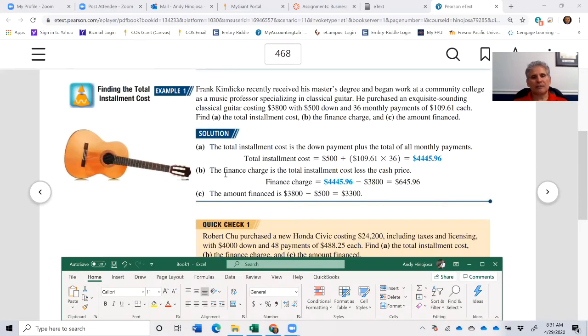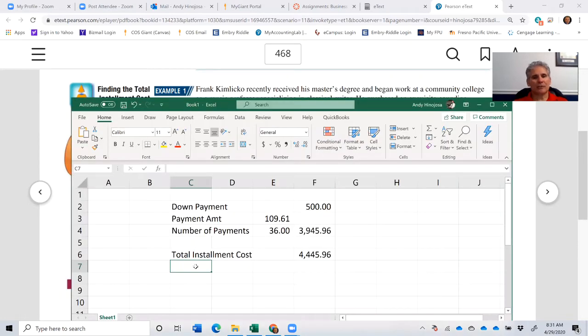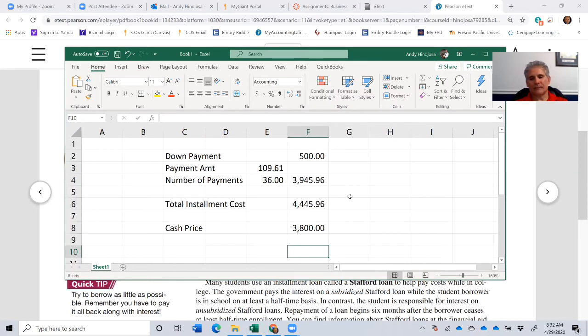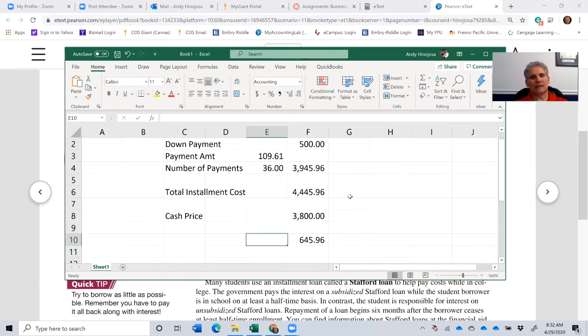Now, in addition, it wants us to find the finance charge. If he had bought it purely with cash, he would have just paid $3,800. We're going to take the total installment cost, we're going to subtract the cash price, and so that is the finance charge. So he's paying $645.96 in interest as a result of financing this.